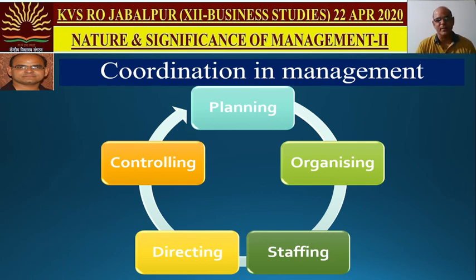Last function is controlling. Dear students, controlling is very important because it coordinates the actual results with the targets. What we decided, have we achieved it or not? So we are coordinating our targets, the plans, with the actual performance. So finally, we can say that coordination is the essence of management because it is present in planning, it is present in organizing, it is present in staffing, directing, as well as the controlling.